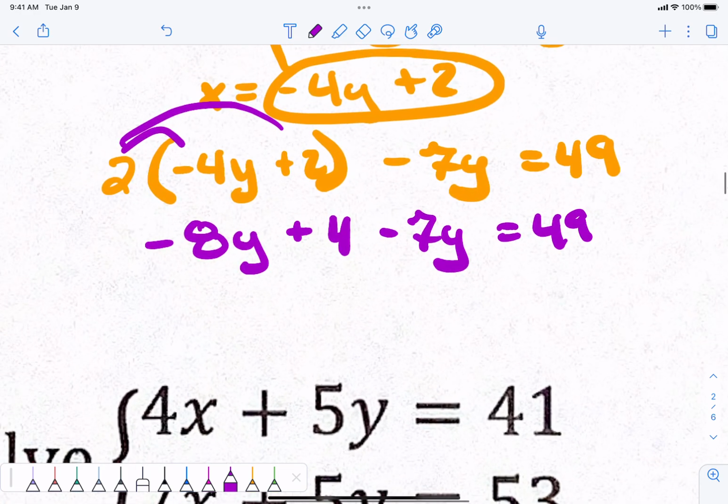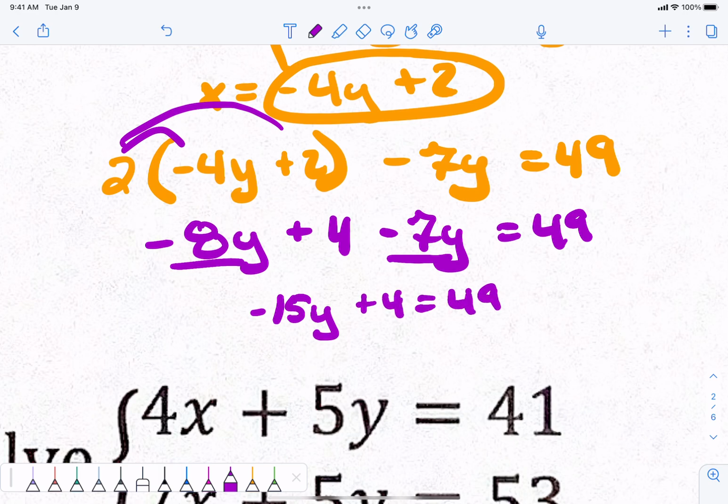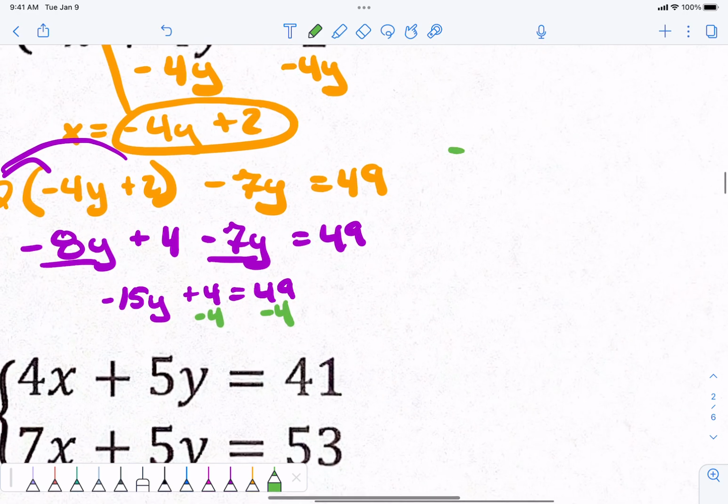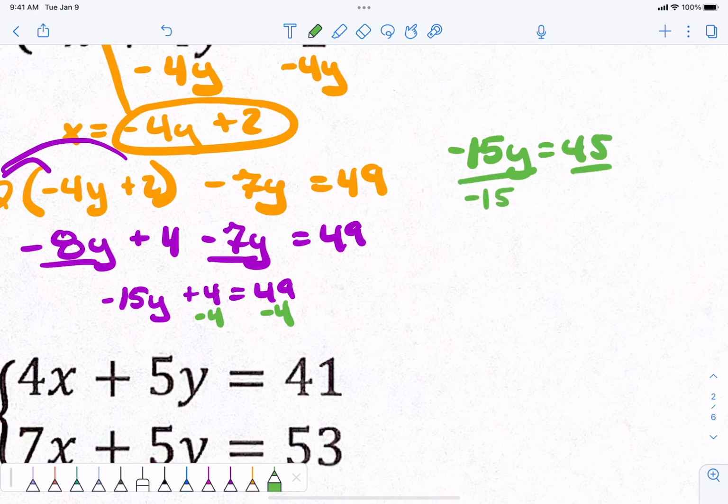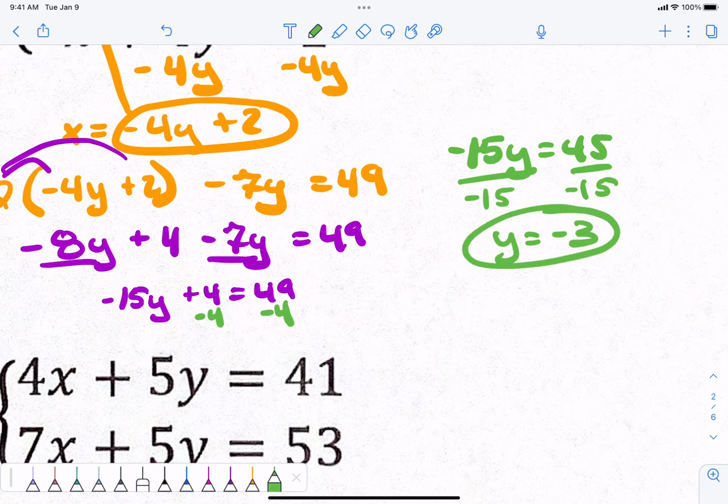Negative 8 and negative 7 makes negative 15y, plus 4 equals 49. Then we're going to subtract the 4. So negative 15y equals 45. And then we're going to divide by negative 15. 45 divided by 15 is just negative 3. So y should be negative 3.